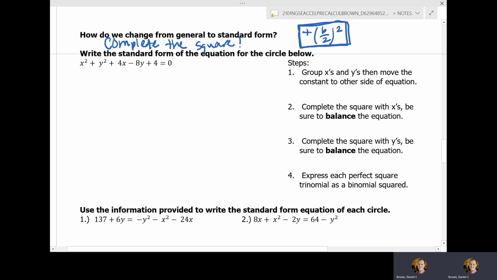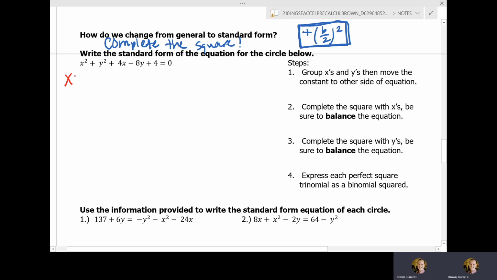So again, I'm not going to make this more complicated than it needs to be. Here is an equation of a circle in general form. I know it's a circle because I have x squared and y squared in the problem. And the first thing I do is group my x's and y's together and then move the constant to the other side of the equation.